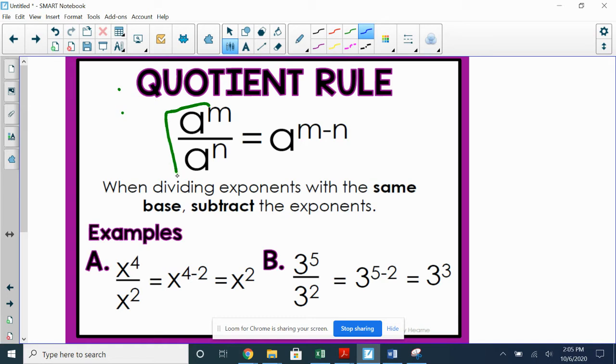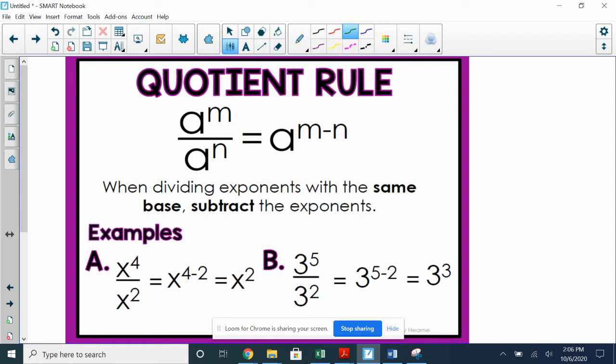So if we have a matching base, in this case a matching base of a, you would keep that matching base, and this time we are going to subtract our exponent. So a to the m over a to the n, you're going to subtract top minus bottom. So a to the top exponent minus the bottom exponent, and you're going to keep that matching base. So when dividing exponents with the same base, you're subtracting those exponents.